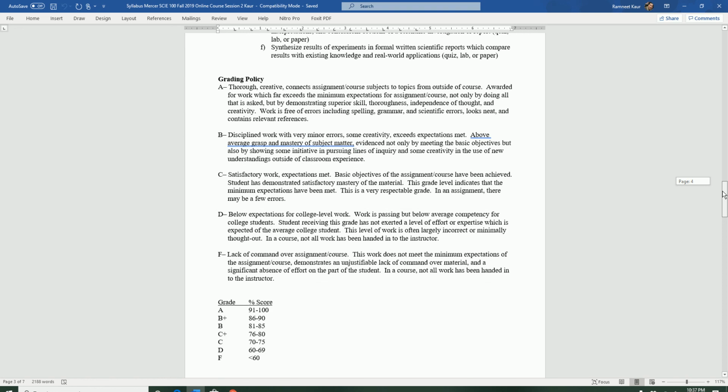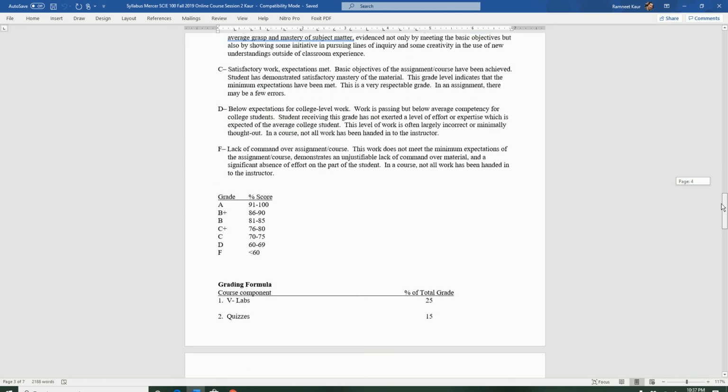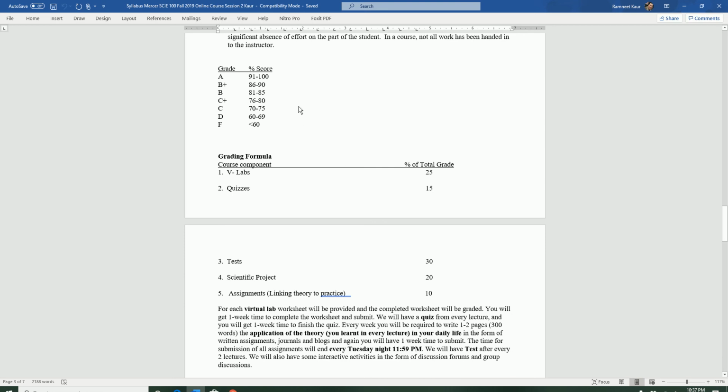Grading policies, I hope you know what A, B, C, all these grades are, okay. So in Mercer, if you are above 90, between 90 and 100, you are A grade. If you are between 86 and 90, you are B plus. If you are between 81 and 85, you're B. So at Mercer, there is a B plus, C plus, C, all these kinds of grades. But there's only D, and there's only A, okay. For B, we have B and B plus, C and C plus. So you can go over that.